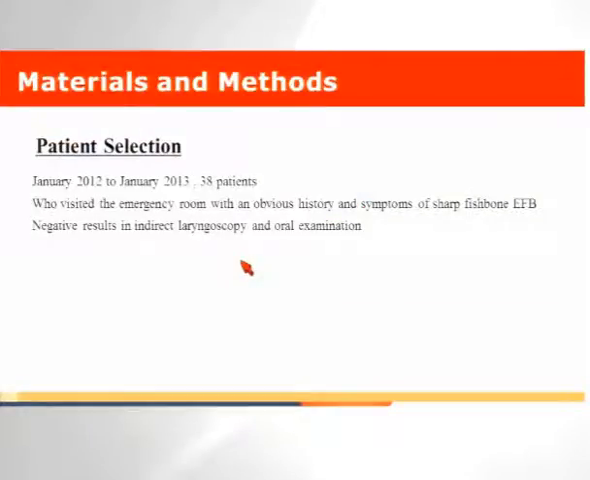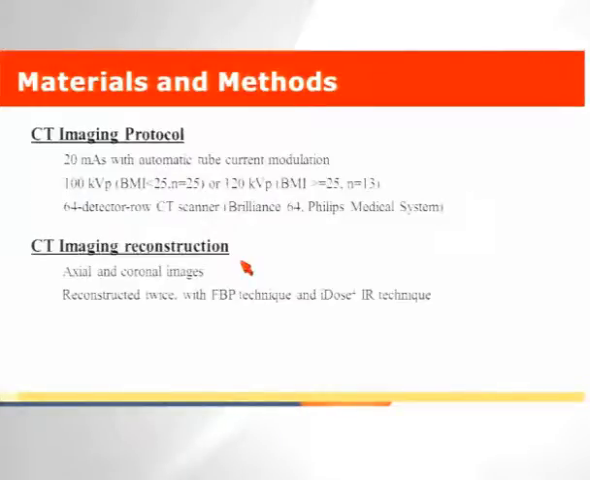From January 2012 to January 2013, 38 patients who visited the emergency room with an obvious history and symptoms of sharp fishbone esophageal foreign body were included. All the patients underwent careful oral examination and indirect laryngoscopy first, and were found to have negative findings. All the CT images were acquired with 20 milliampere and 100 or 120 kilovolts on a 64 detector row CT.